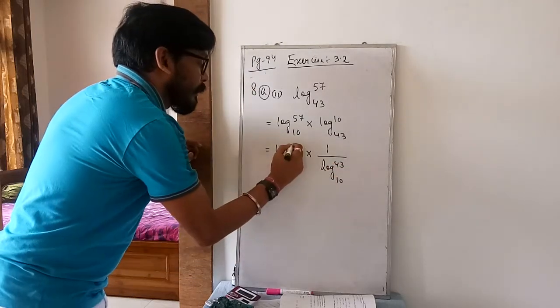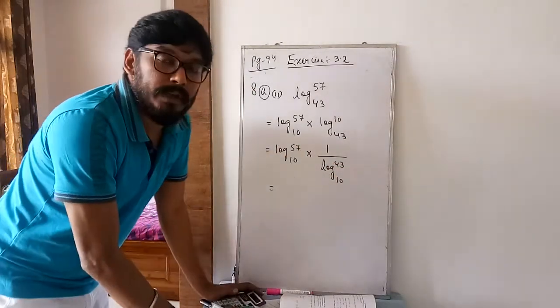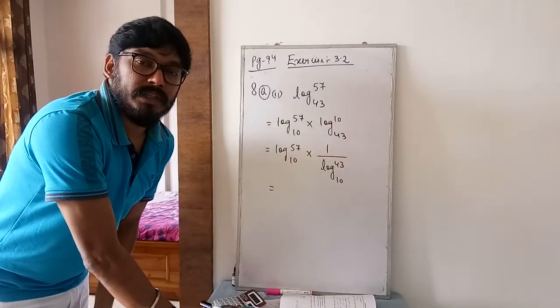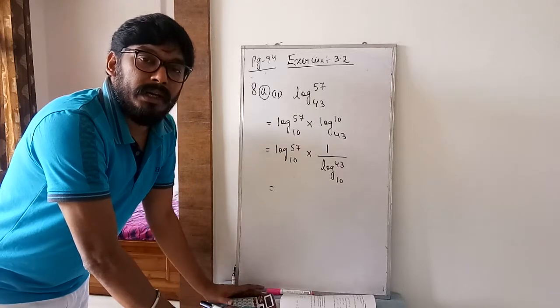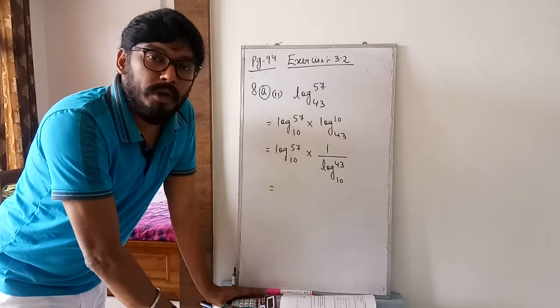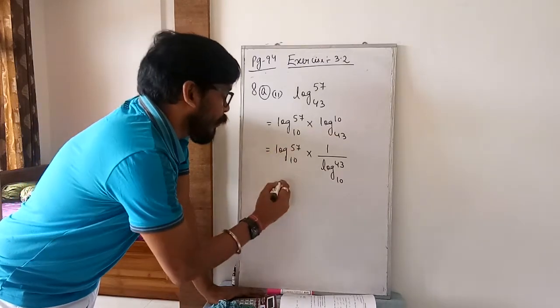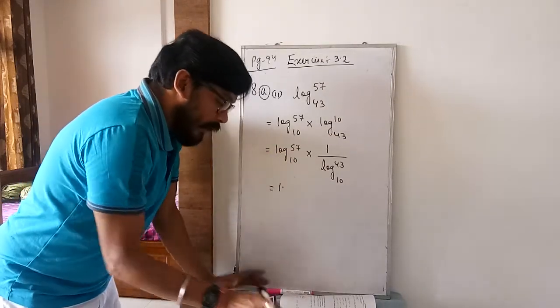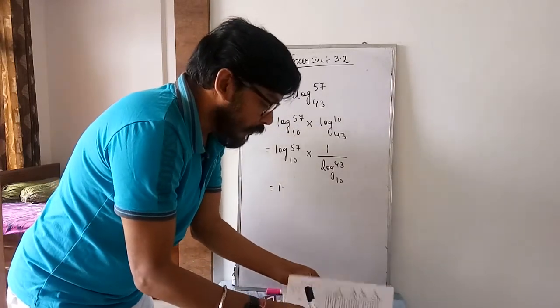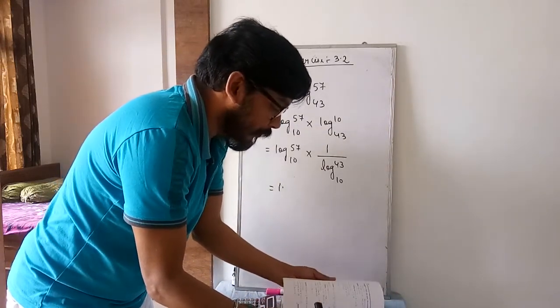Here there are two digits, so whenever you find the log of any number, it has two parts. The first is the characteristic part and the decimal part is the mantissa part. The mantissa part we get from the log table. So here 57 has two digits, so the characteristic is 1 point. I will see now 57 like this in my log table.